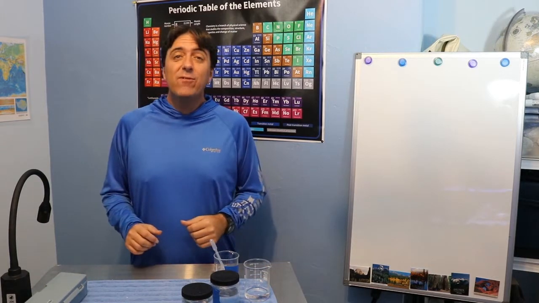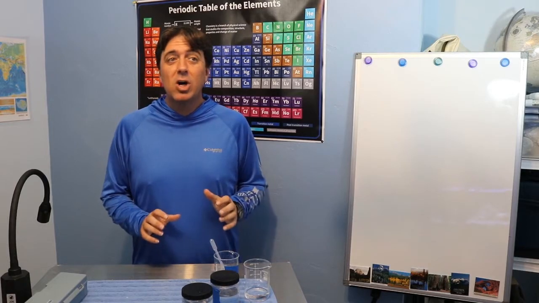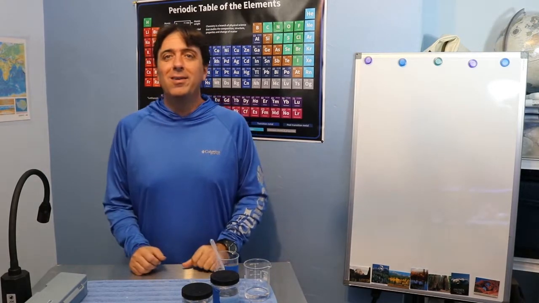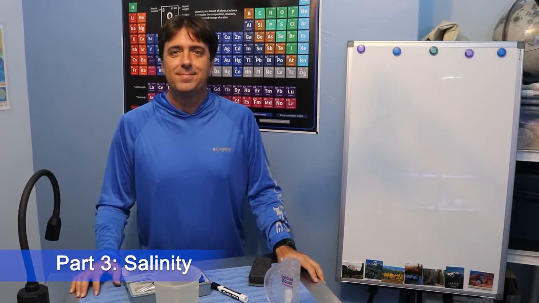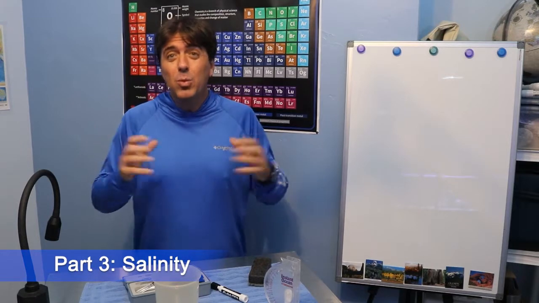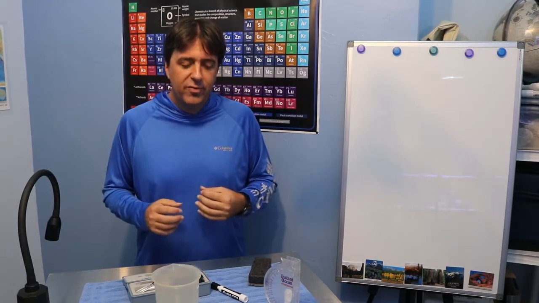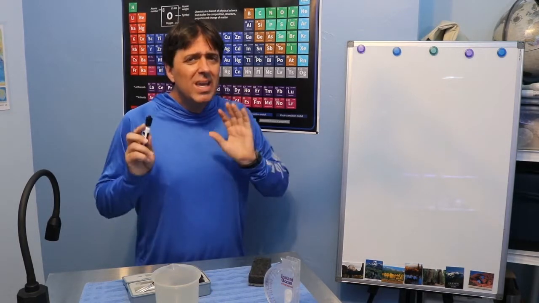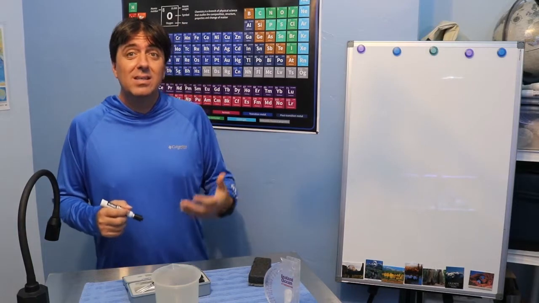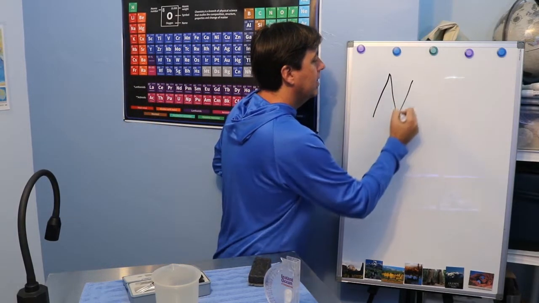Welcome to part 3 and 4 of the Chemistry of Water Lab. In these sections, we're going to talk about salinity in part 3 and pH in part 4. When you think of chemistry of the ocean, probably one of the first things that comes to mind would be salinity. And that's what we're going to focus on now. Now, in terms of salinity, the thing you probably recognize the most is salt, sodium chloride, NaCl.